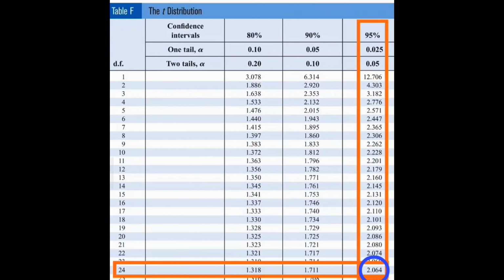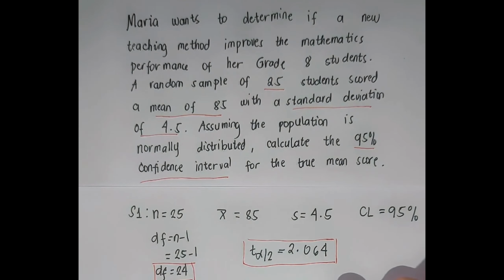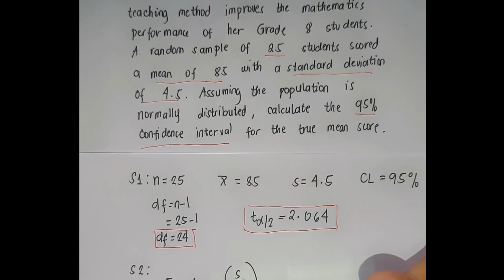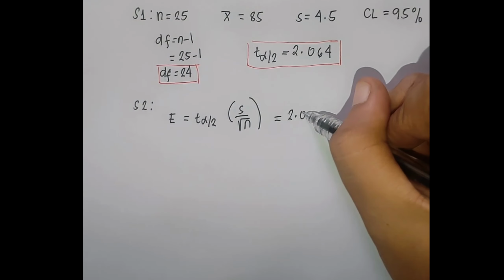So our t-value is 2.064. Next step is to solve for the margin of error, which is given by the t confidence coefficient times the quantity of sample standard deviation over square root of n.